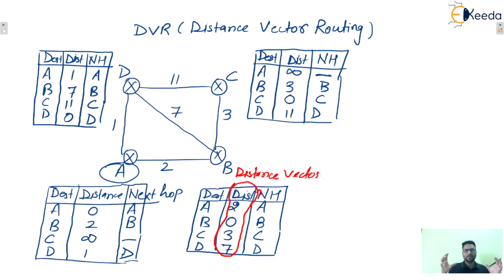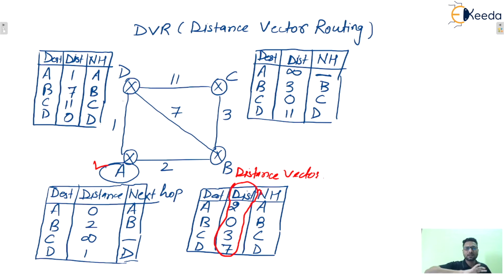Neighboring routers will give their distance vectors to the neighbors. Let's say A will receive the distance vector from B as well as D. B will receive the distance vector from its neighbors, that is C, D, A. C will receive the distance vector from B and D. Similarly, D will receive the distance vector from its neighbors, that is A, B, C. So neighbors will give their distance vectors, and accordingly routing tables will be updated.